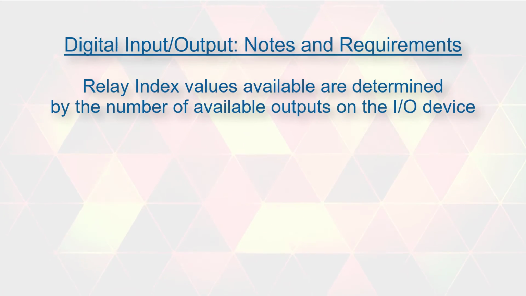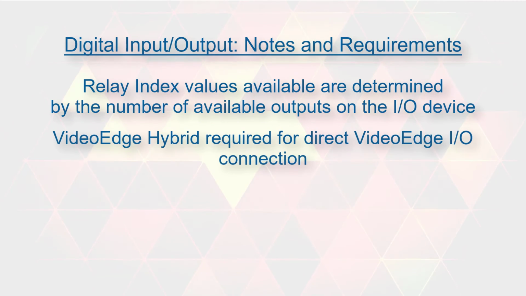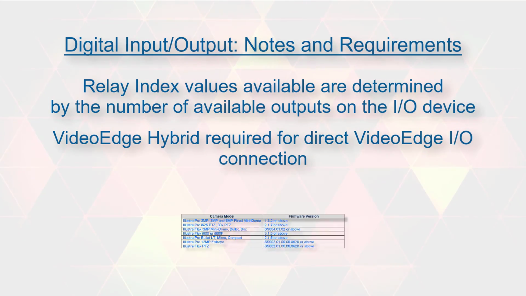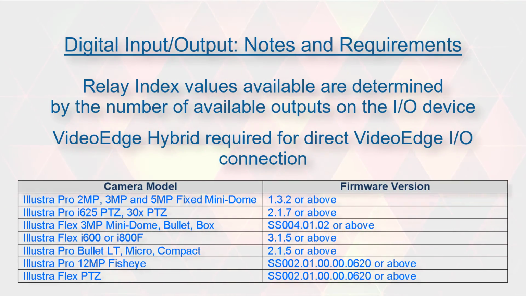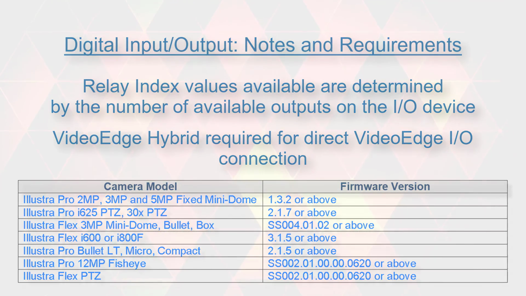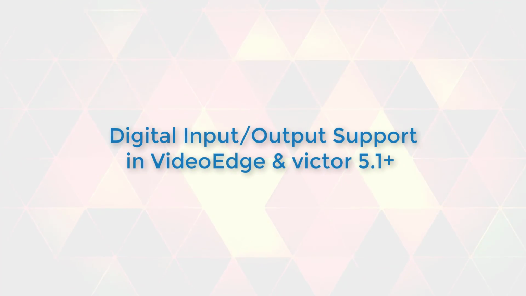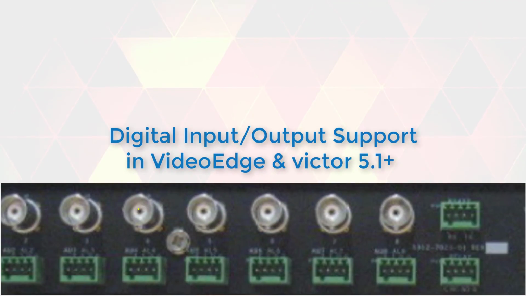Relay index values are fixed according to the input-output device connected. For direct VideoEdge input-output connection, a hybrid NVR is required. Specific Illustra cameras with particular firmware versions support VideoEdge outputs, as shown here. That's the digital input-output support for VideoEdge and Victor 5.1.